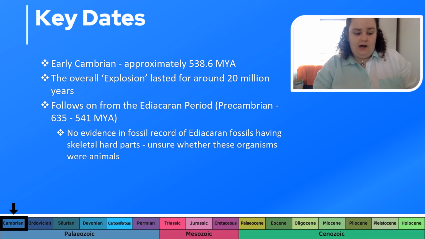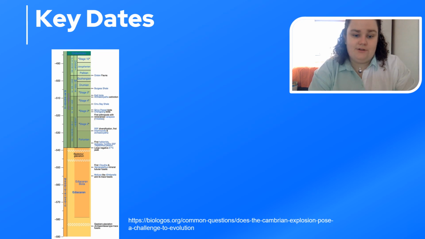Ediacaran fauna are the oldest defined multicellular organisms. And most of them were kind of worm-like. Some had discs that went on to look a bit like feathers on top of them. And we don't really know what the relationship of the organisms from the Ediacaran and the Cambrian are, so it's really difficult to interpret. Here we have a really useful geological timescale that shows both the Ediacaran and the Cambrian, as well as all the different sort of biotas that occurred during it.